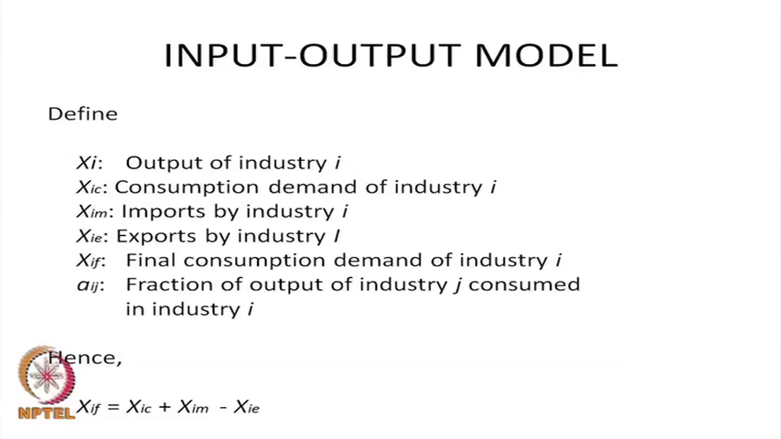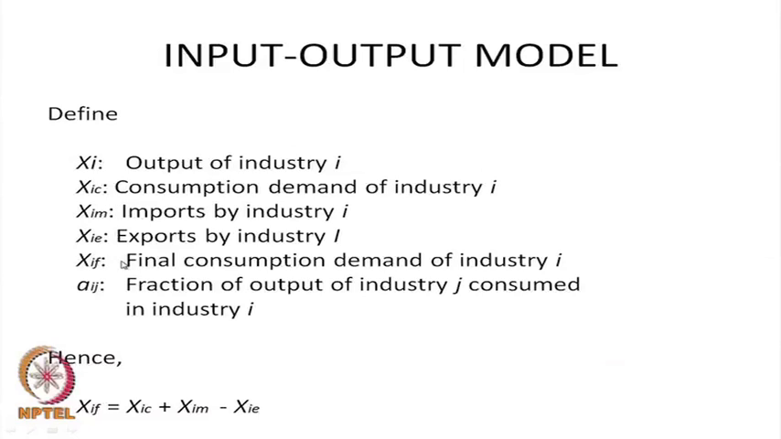Let us first of all define Xi as the output of industry I, Xic as the consumption demand of industry I, Xim as the amount of goods imported by industry I, Xie as the amount of exports made by industry I, Xif as the final consumption demand of industry I, and Aij is the fraction of output of industry J consumed by industry I.